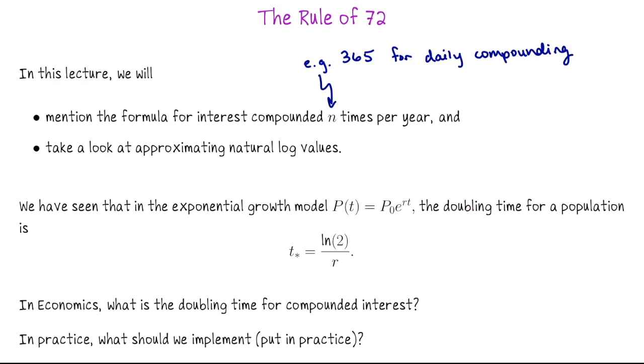Okay, first recall that when we were looking at exponential growth, which you could also think of as growth where the interest is compounded continuously, then the doubling time for a population, I called it t star, is natural log of 2 divided by r, where here r is expressed as a decimal. So if we have an interest rate or a growth rate of 1.2%, then we would write r as 0.012. What we're going to do now is find this doubling time when our interest is not being compounded continuously, but rather discretely.